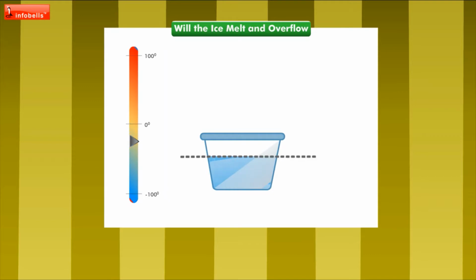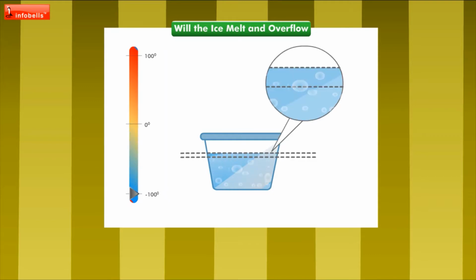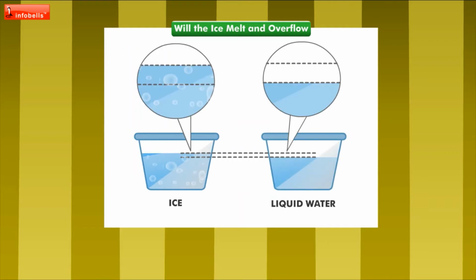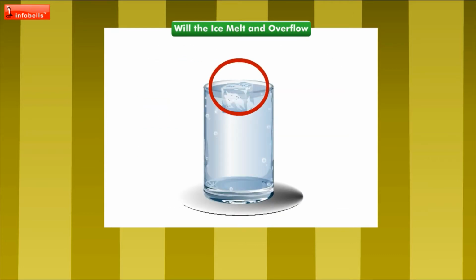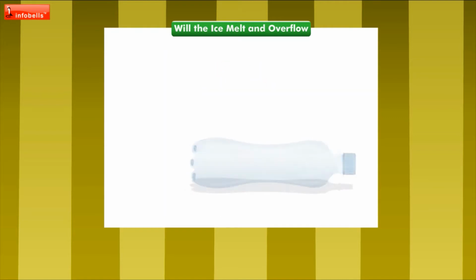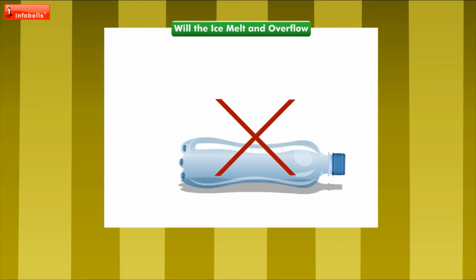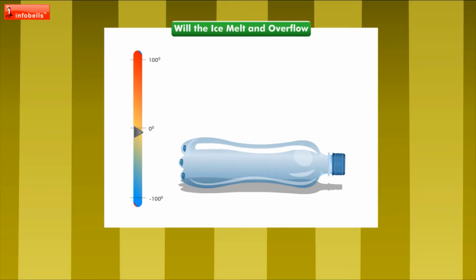When water freezes to make ice, it expands and takes up more space than it does as liquid water. The water from the ice takes up less space than the ice itself. When the ice cube melts, the level of the water stays about the same. That is the reason we should never keep glass bottles in the freezer. When the liquid in the bottle expands to freeze, it breaks the bottle.